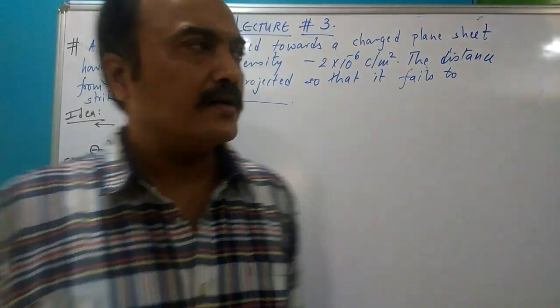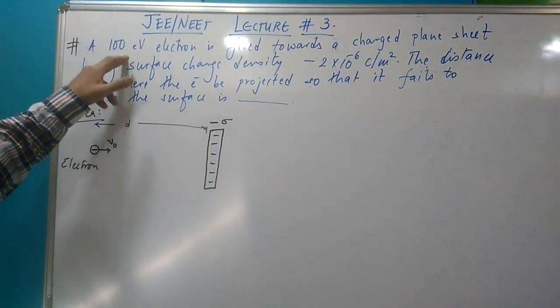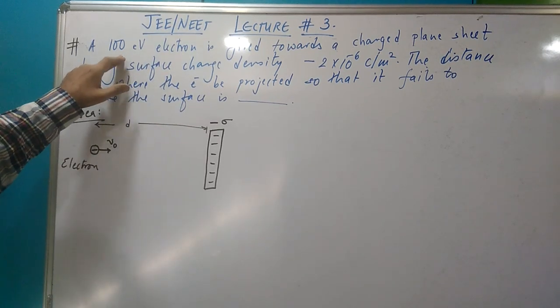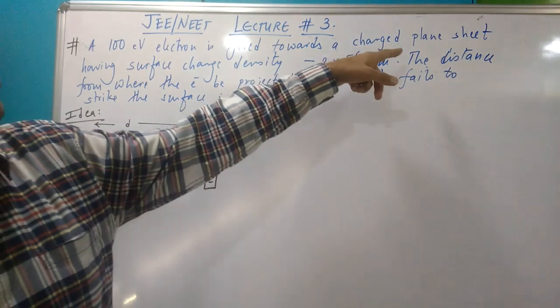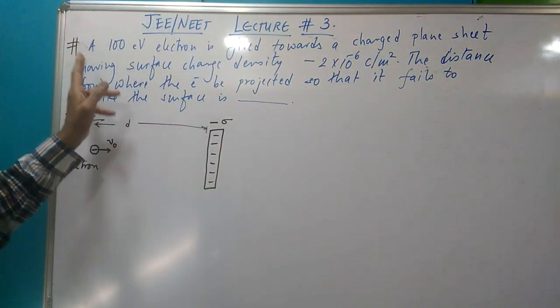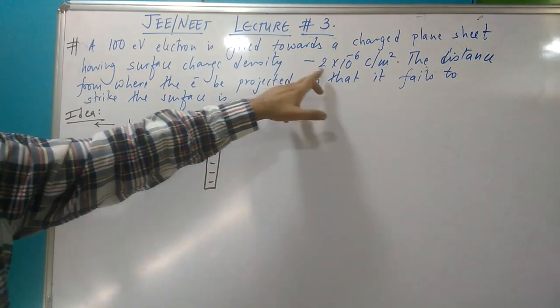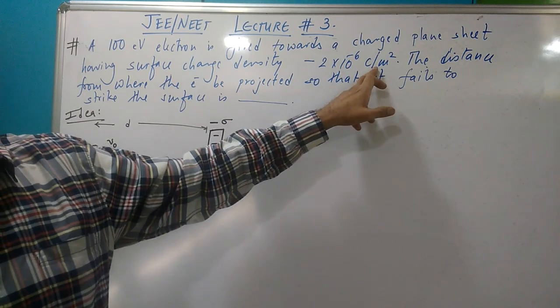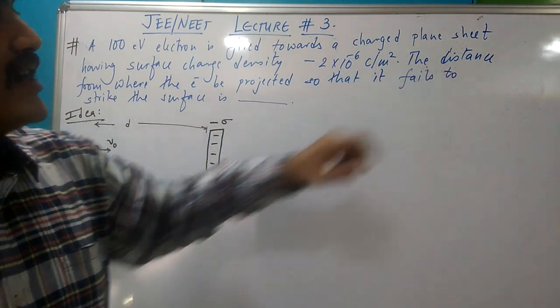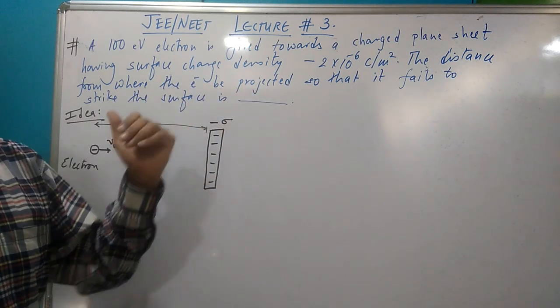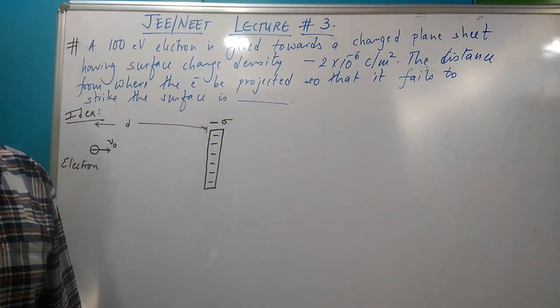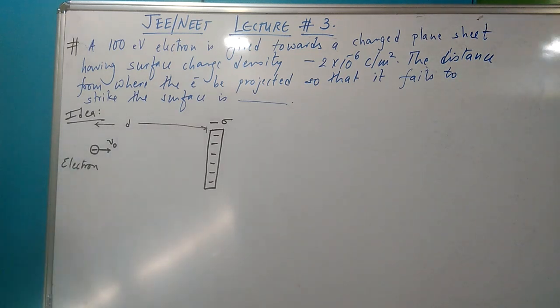In this sum at hand, there is an electron of 100 eV kinetic energy which is fired towards the charged plane sheet having surface charge density minus 2 into 10 raised to minus 6 coulomb per meter square. And they've asked you the distance from where the electron be projected so that it just fails to strike the surface. Okay, this was the question.